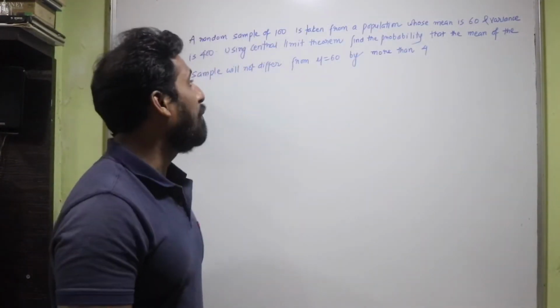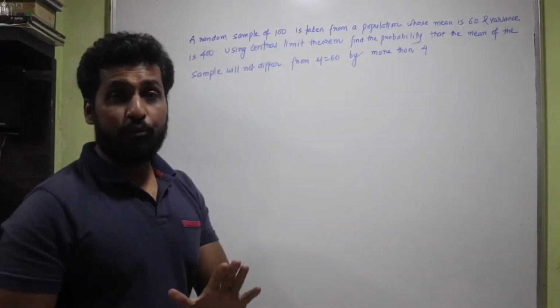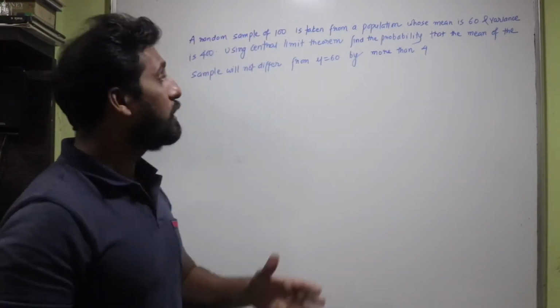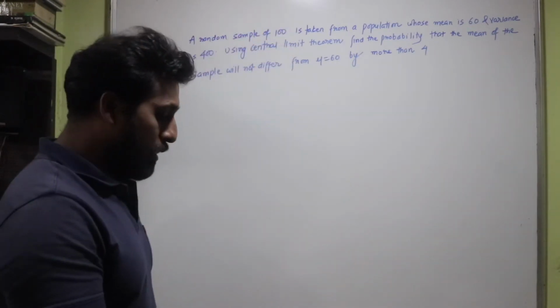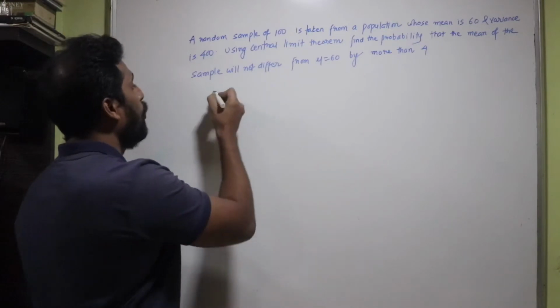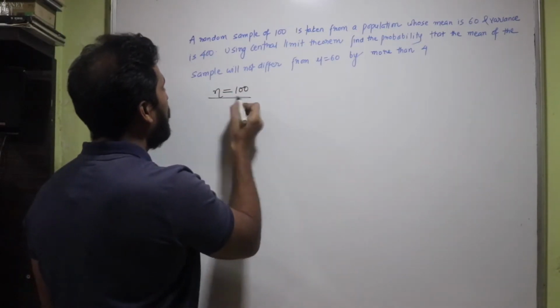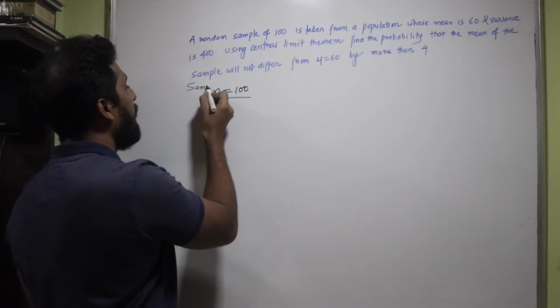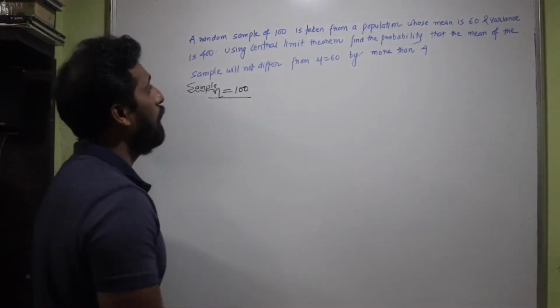Again, I have written the example on the board. It says a random sample of 100. Now observe carefully, at the beginning of the question itself it is given to us a random sample of 100. That means from here I can very easily conclude that the value of n is 100, isn't it? So the data is given about the sample. The value of n, the sample size, is given to us as 100.